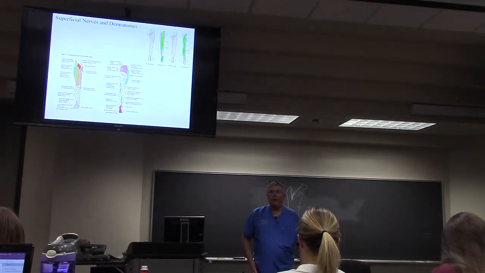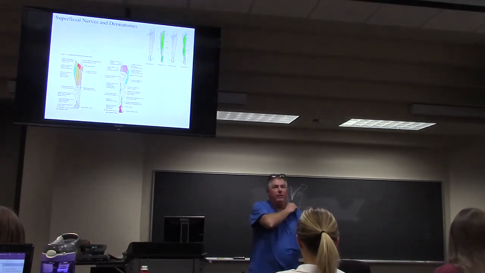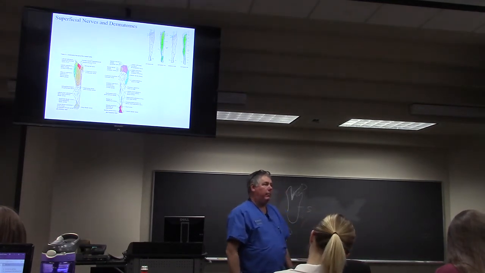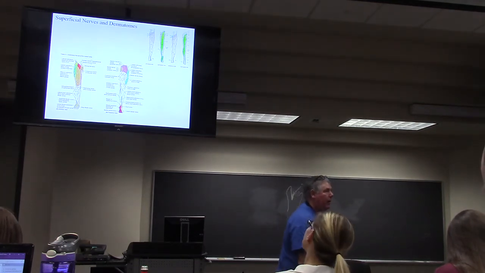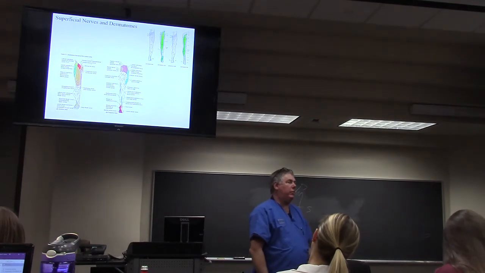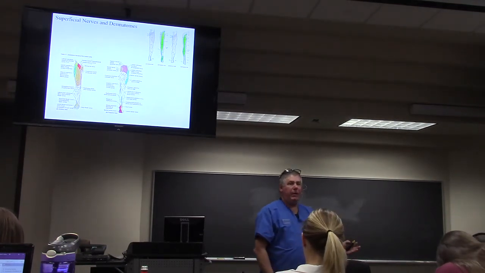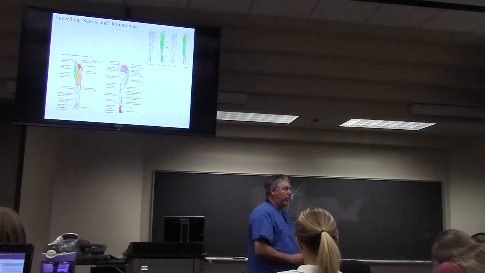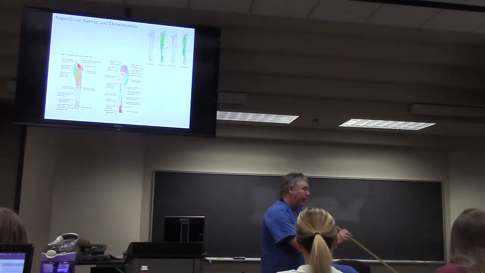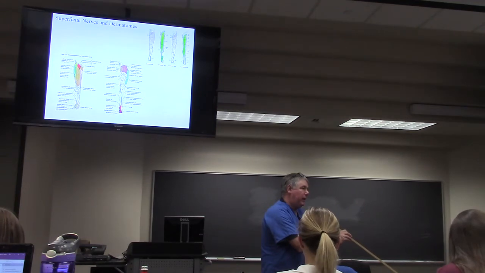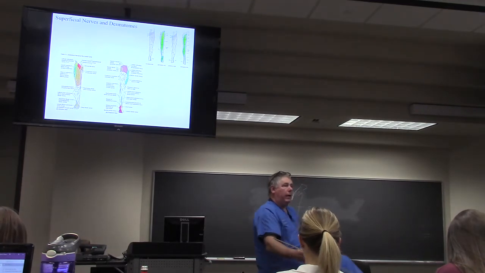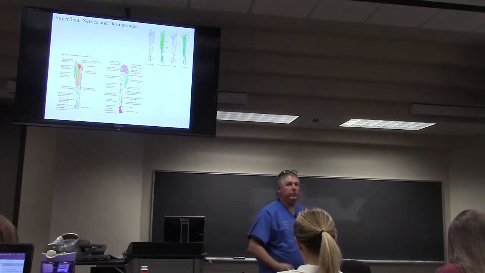The reason I bring this up is that when you're doing, remember the filament testing, the Semmes-Weinstein filament for diabetic peripheral neuropathy? There's a pattern that you test to be comprehensive, but at the very least, what you should do is test in the web space between the great toe and the second toe, the lateral part of the foot, and the sole of the foot. And that way it'll get you all three nerves. Okay.